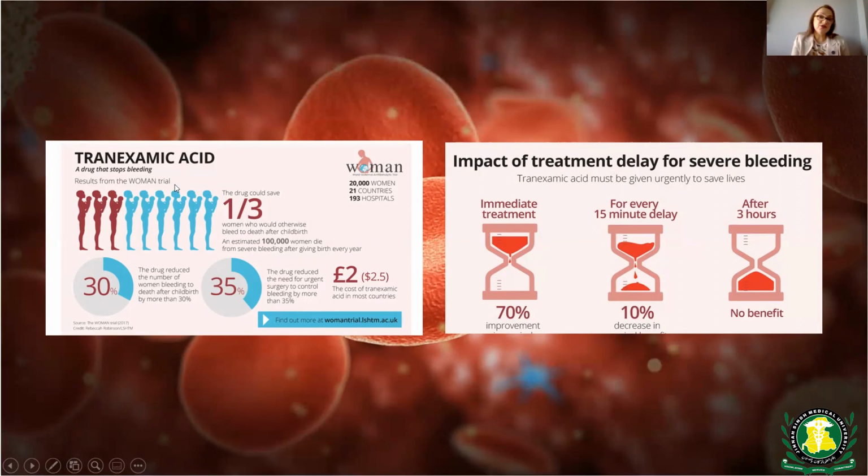So tranexamic acid or Cyklokapron injection is a drug that stops bleeding. And there was a large WOMAN trial. 20,000 women in 21 countries in 193 hospitals were examined, and the drug can save 1 out of 3 women who would otherwise bleed to death after childbirth. So an estimated 100,000 women die from severe bleeding after giving birth every year. The drug reduced the number of women bleeding to death after childbirth by more than 30%, and it reduced the need for urgent surgery to control bleeding by more than 35%.